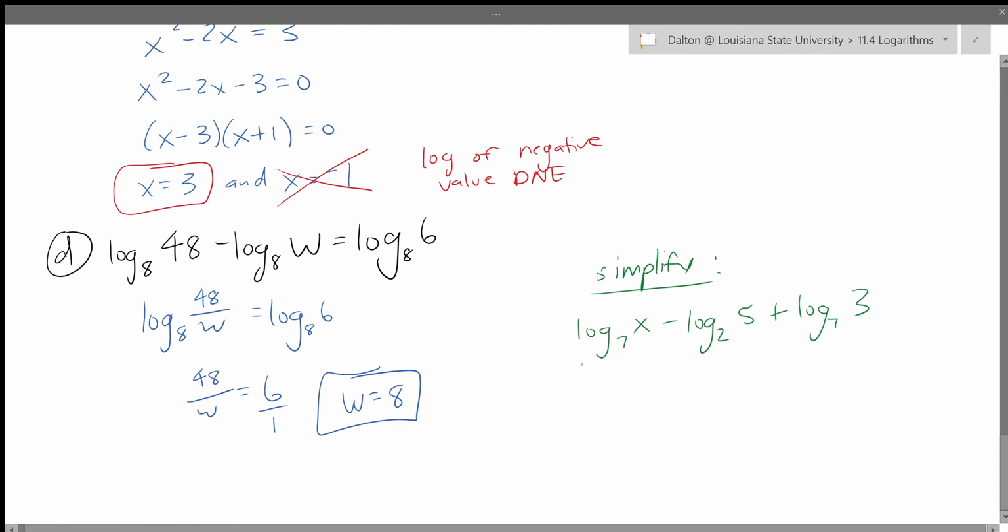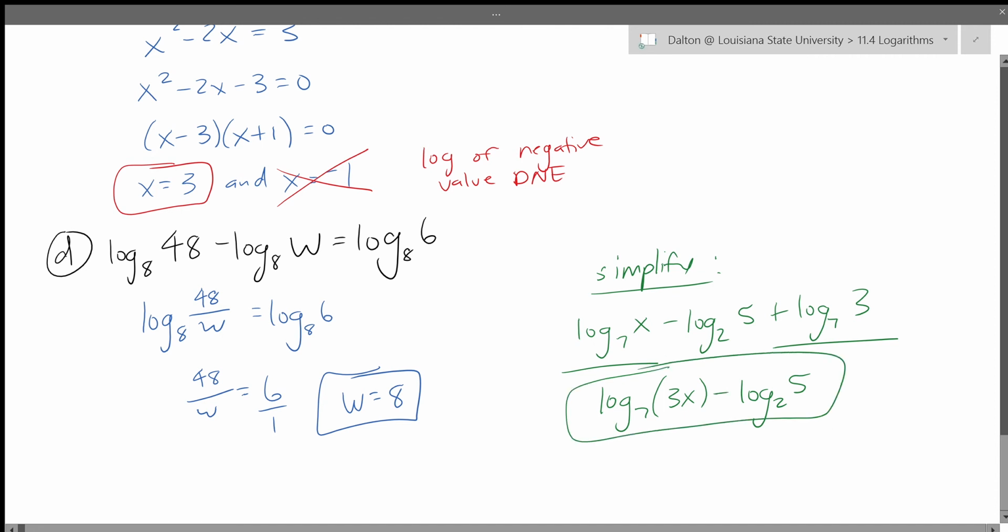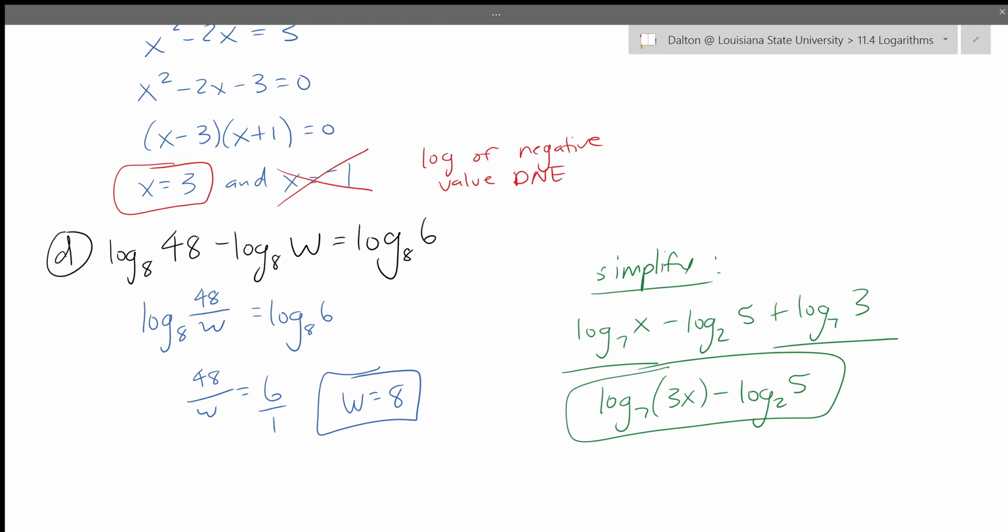So if I have log base 7 of x plus log base 7 of 3, those two can be rewritten as log base 7 of 3x, right? 3 times x using that property. But the minus log base 2 of 5 cannot be combined because that's technically just like exponents that don't have the same base. So that would be as far as we can go. If I'm going to give you something with a different base, it would just be a simplifying question, and you would have to know that you can only use those properties to combine terms that have the same bases.